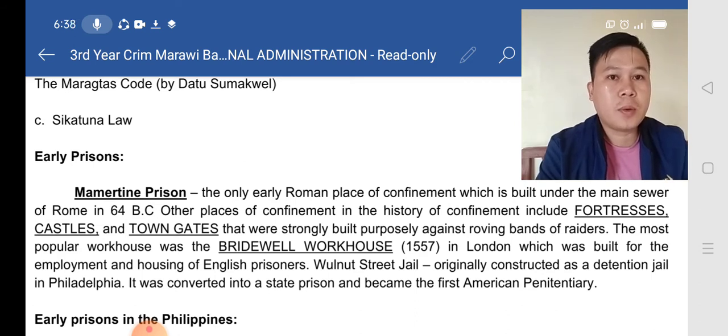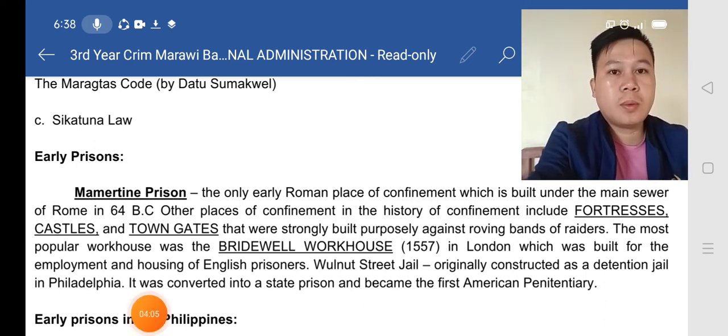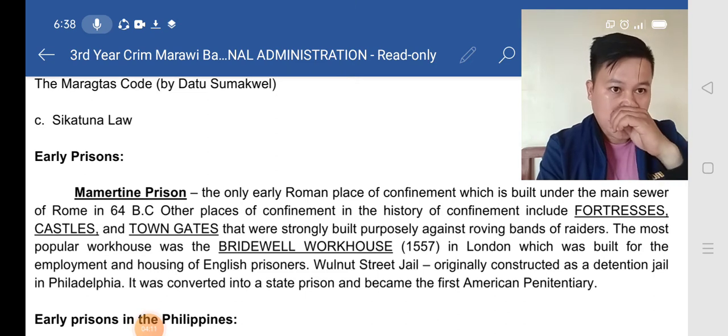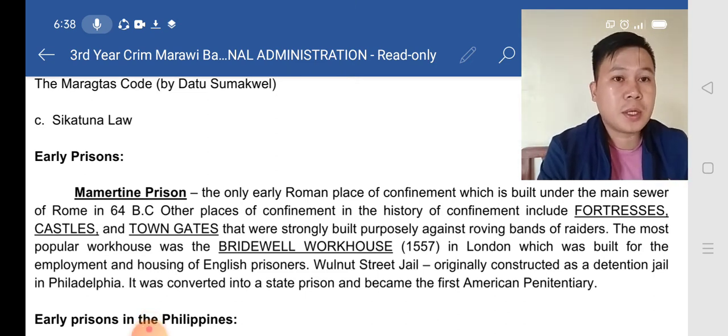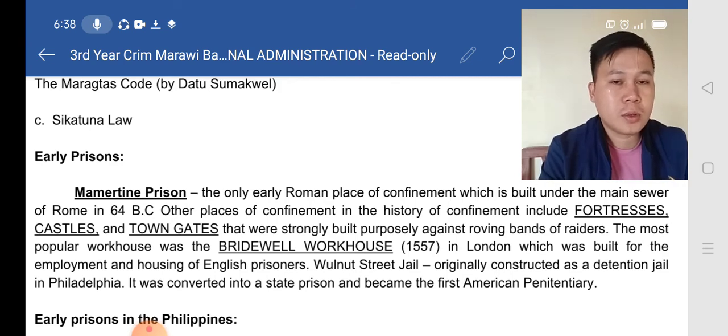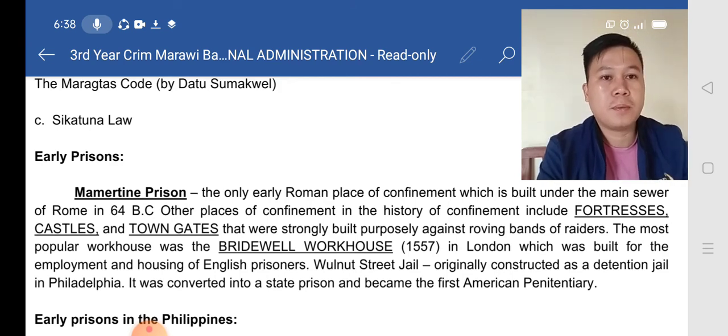The most popular workhouse was the Bridewell Workhouse, created in 1557 in London, which was built for the employment and housing of English prisoners. So, meron din tayong Walnut Street Jail, originally constructed as a detention jail in Philadelphia. It was converted into a state prison and became the first American penitentiary. So, the first American penitentiary is Walnut Street Jail, a detention jail in Philadelphia.